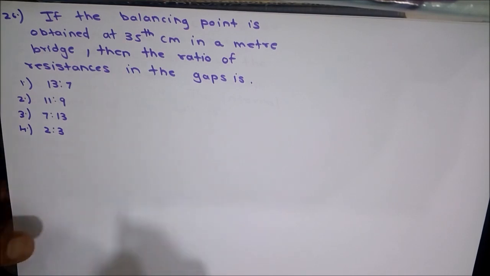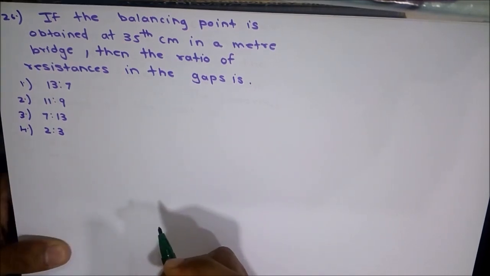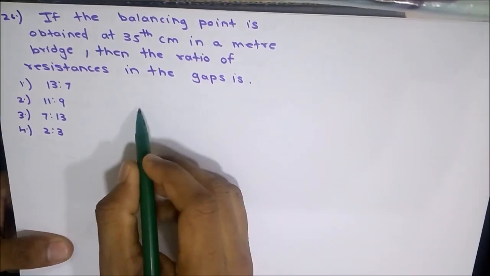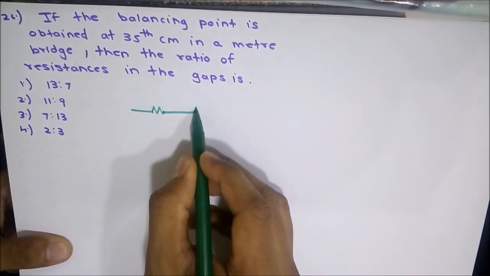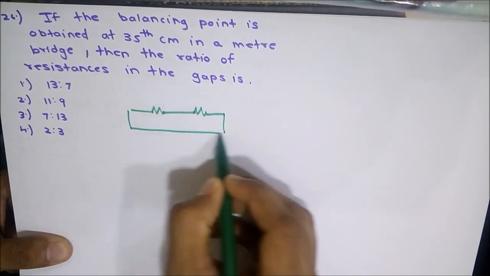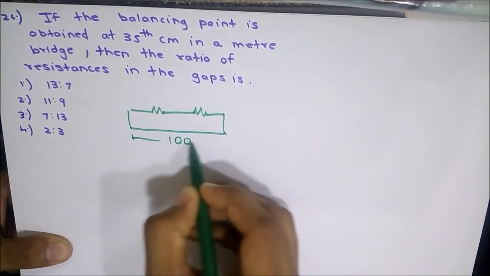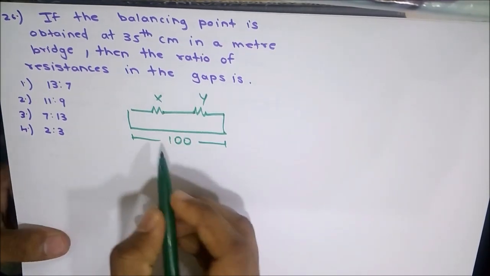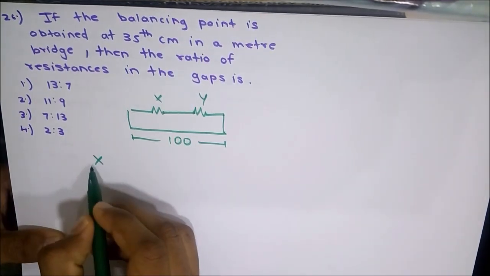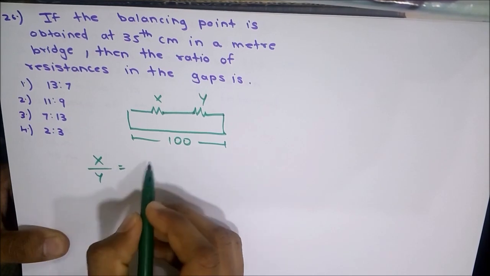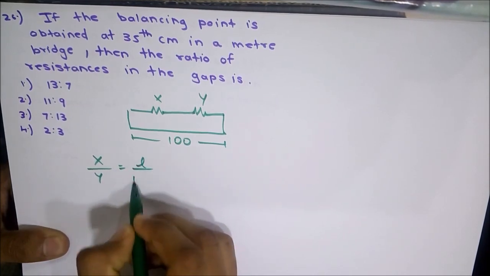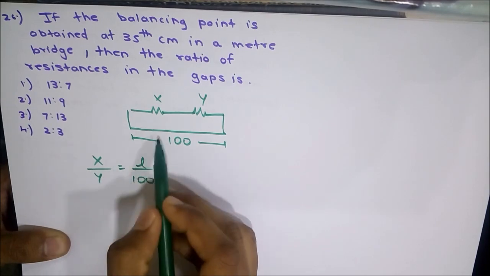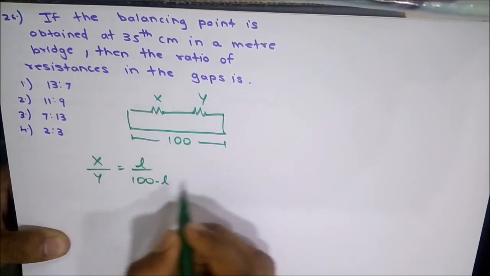gaps is, we have four options: 13:7, 11:9, 7:13, and 2:3. Let us draw a meter bridge. 100 centimeter length wire with resistances X and Y in the gaps. So for balancing condition, X upon Y is equal to L upon 100 minus L. Here L is the balancing length on the wire, which is given as 35 centimeters.